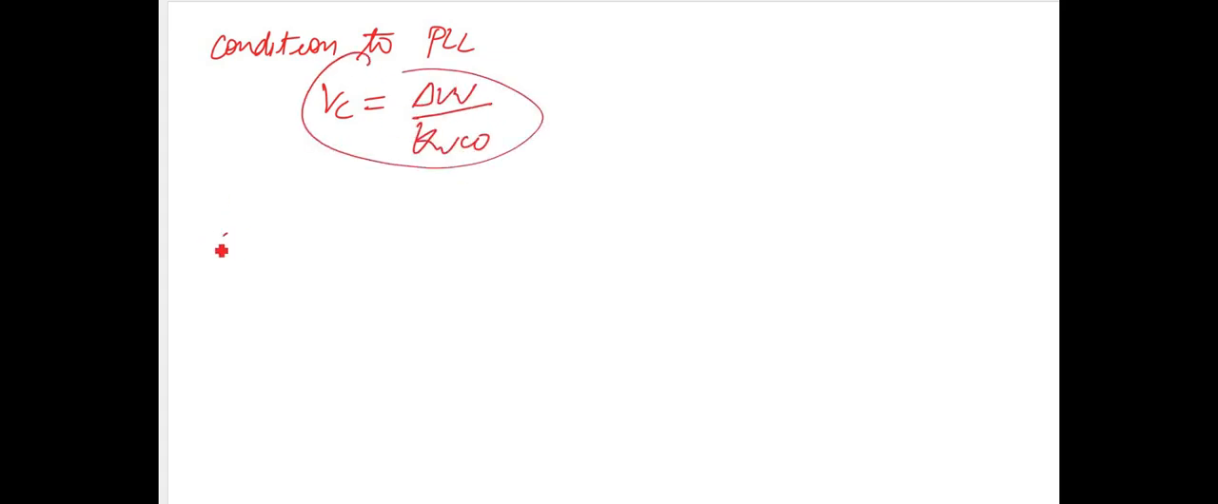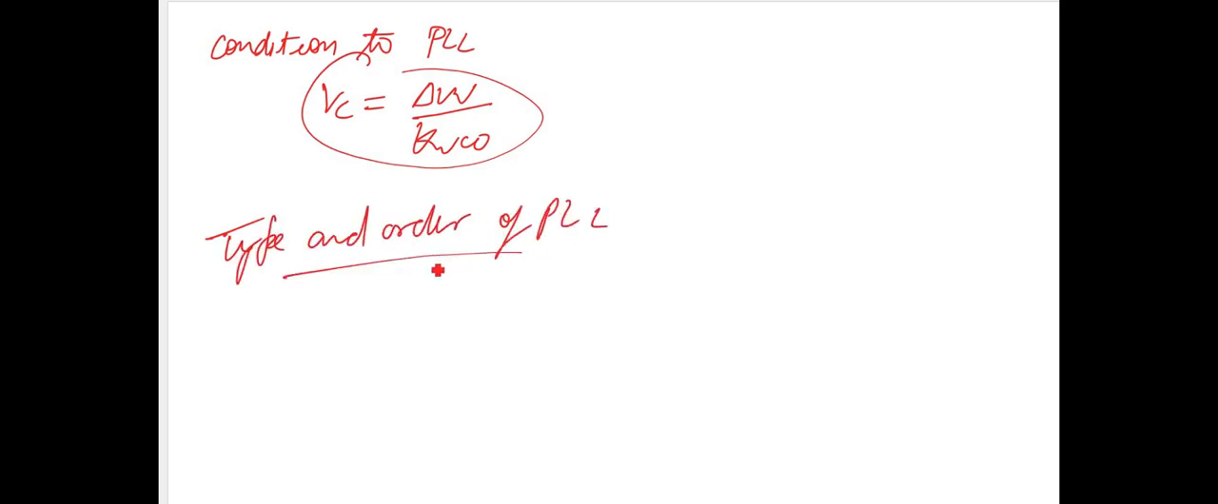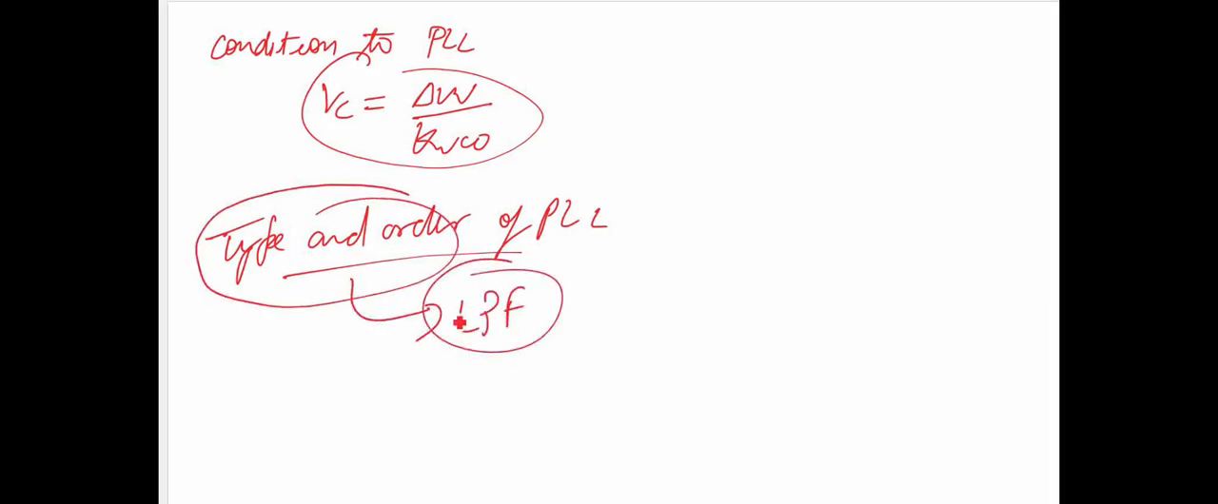And we also understood the type and order of the PLL. This type and order depends on the low pass filter. So according to the system stability, we will choose the low pass filter. Whether we need a second order or first order, that we will see in upcoming lectures.